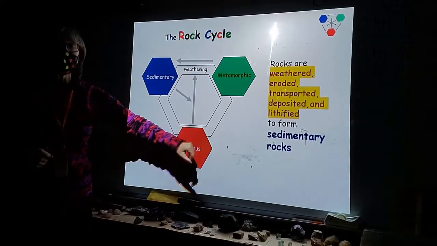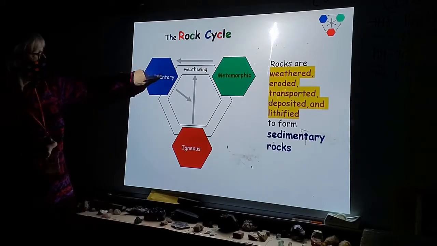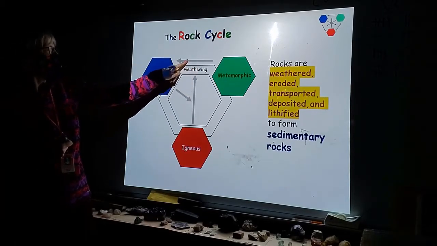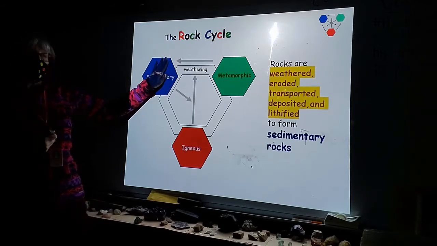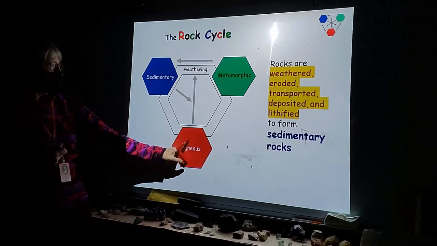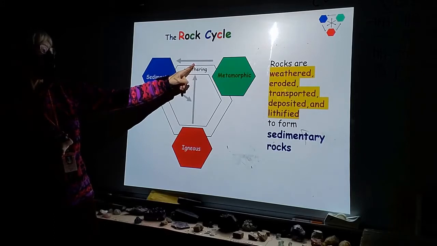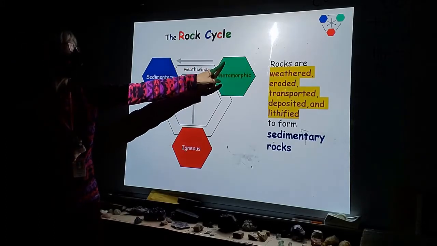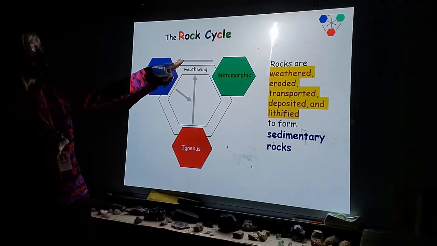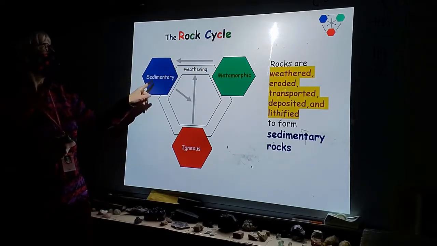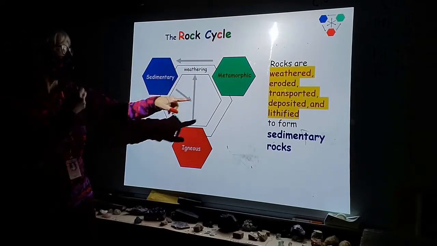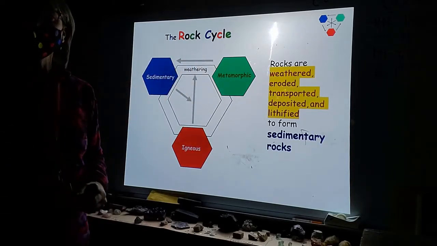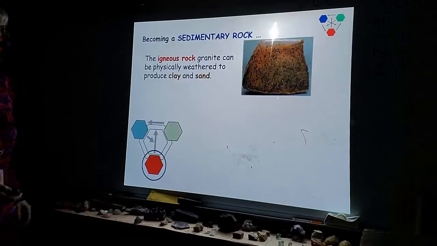But all rocks can become sedimentary rocks. This is how we're going to start using the chart now. Sedimentary rocks, if you weather them, can eventually get deposited and lithified and they can form sedimentary rocks again. Igneous rocks can get weathered, transported, deposited, lithified, and form sedimentary rocks. Metamorphic rocks can get weathered, transported, and lithified to form sedimentary rocks. So all 3 rocks can become sedimentary rocks. Do you understand that? Yes. Okay, good.